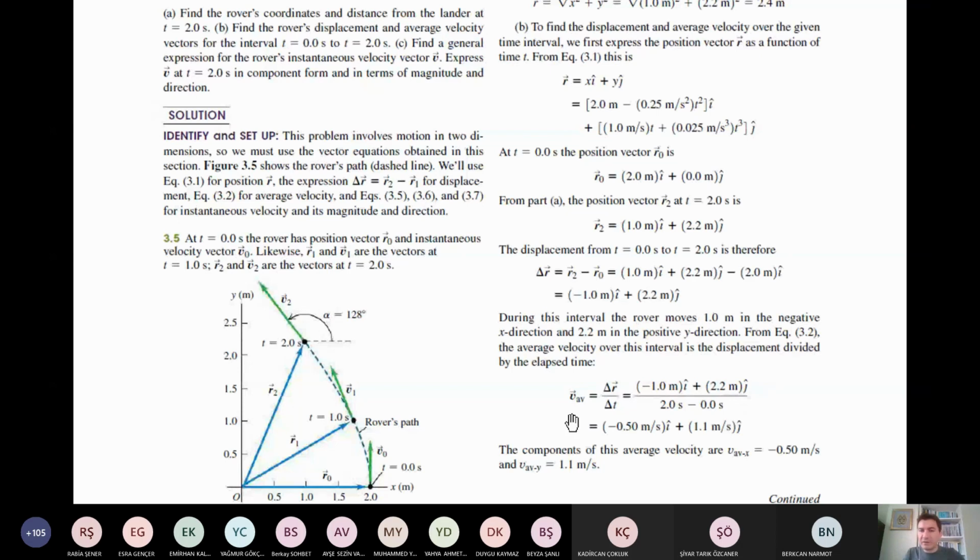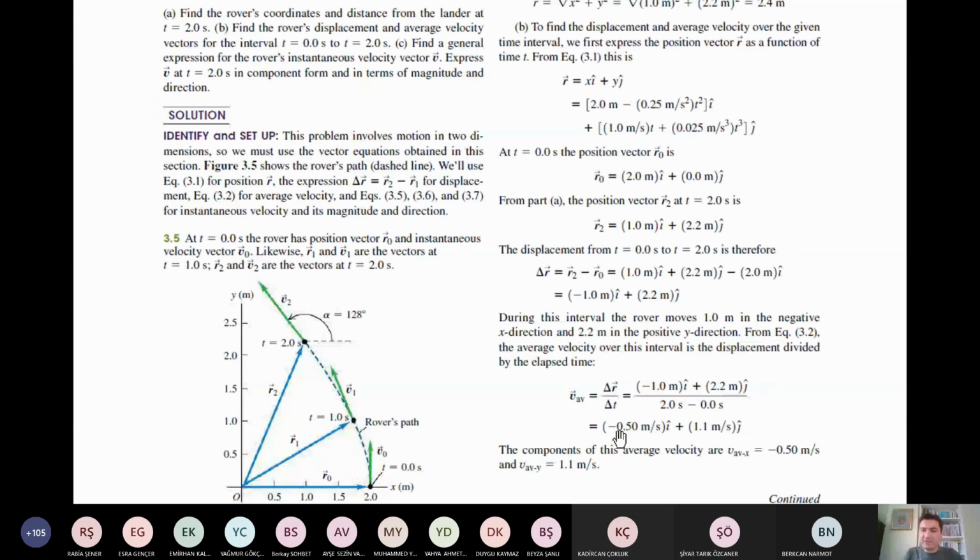What do you see here? Look at the unit. In delta r, here we have meter, but in the case of average velocity, meter per second, because here we have delta t. Don't forget. And what do you see here? We have a negative number for the x component of the average velocity. Why do we see a negative component?